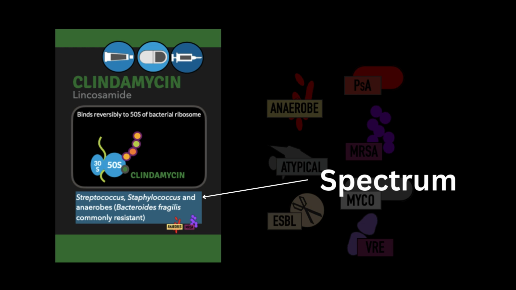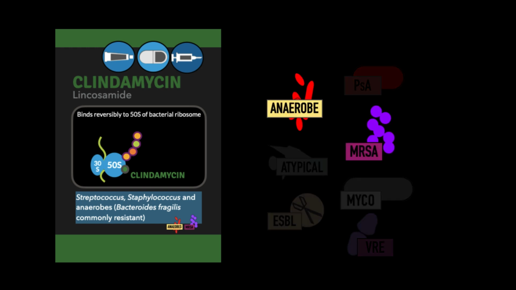At the bottom is the spectrum of activity. So this is just a rough clinical spectrum of activity. So Clinda is staph and strep and some anaerobes. And at the bottom are icons for some of the most important bugs for us to know. So clindamycin has the icons for anaerobic coverage and the icon for MRSA coverage.